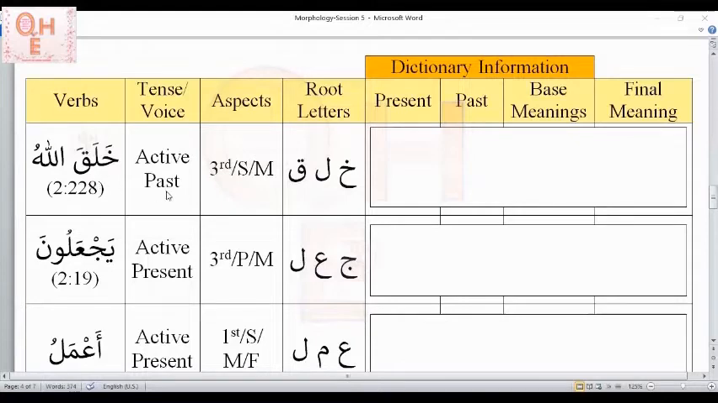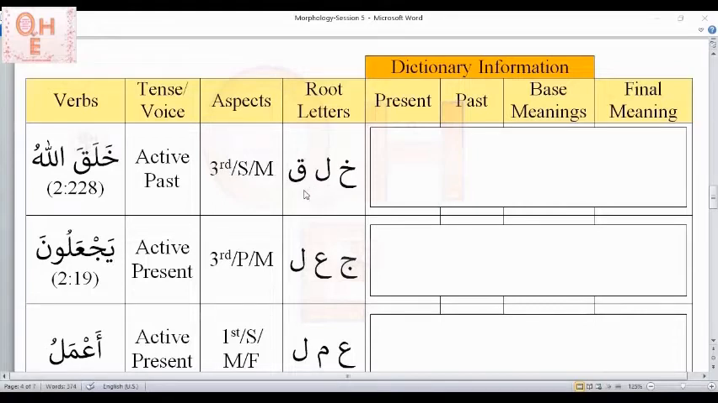And definitely this is third person singular male. If you run the table in your mind, like fa'ala, fa'ala, fa'alu, fa'ala. So the first one is just three root letters, right? No suffix. So that one is third person singular male. And the root letters are kha, lam, qaf. So let's make a note of these root letters.